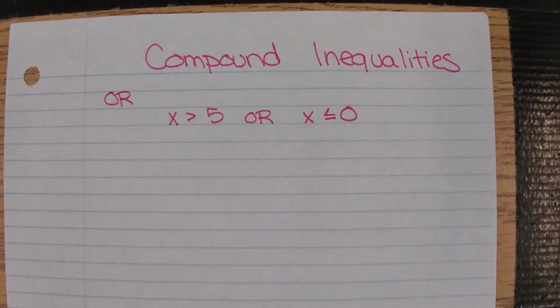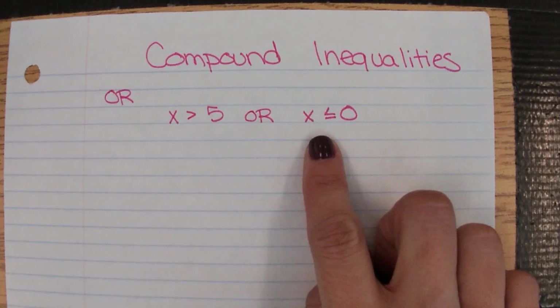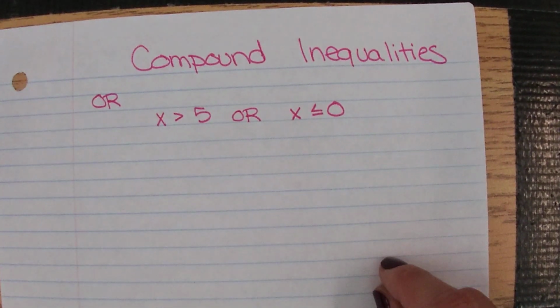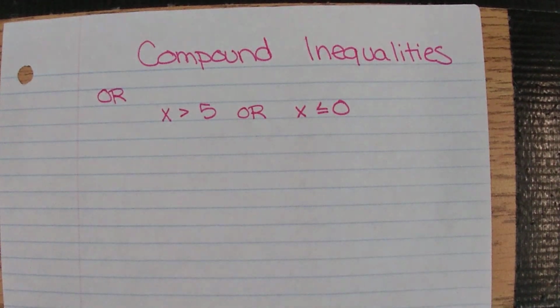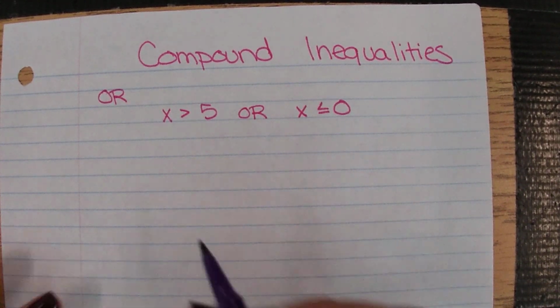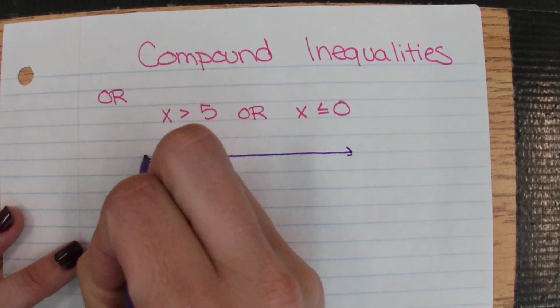And just like with all inequalities, we can represent what this looks like on a number line, right? This is saying that x has to meet two qualifications, okay? It can be greater than 5, or it can be less than or equal to 0. So that's kind of abstract to think about when it's just verbally or visually written down. But if we see what this looks like on a number line, it's going to help us see what this means.